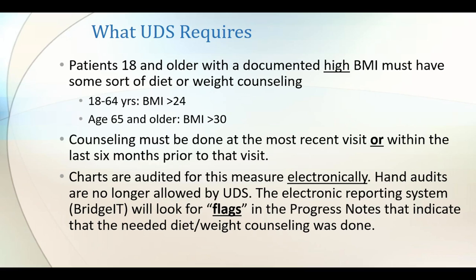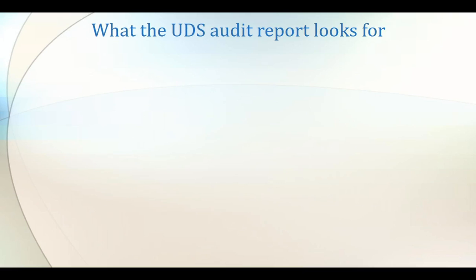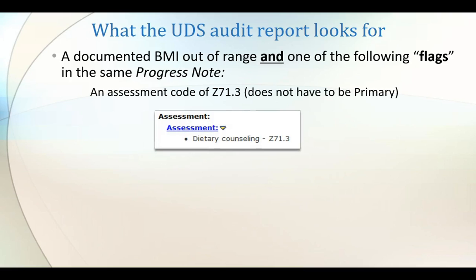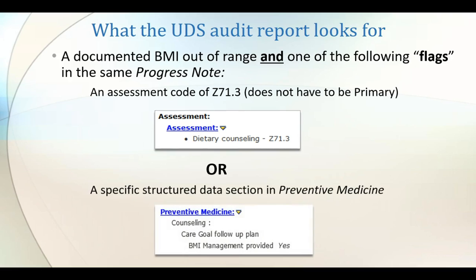The electronic reporting system, called Bridget, will look for flags in the progress note that indicate that the needed diet and weight counseling was done. What the UDS audit looks for: a documented BMI out of range and one of the following flags in the same progress note. An assessment code of Z71.3. It does not need to be primary. Or a specific structured data section in preventative medicine.